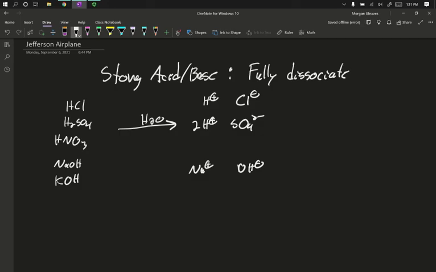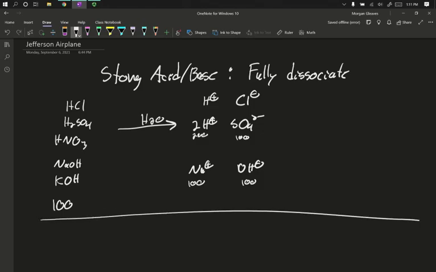But these completely break apart. If you started with 100, whatever your starting molecules were, you got that much of your products. Or in the sulfuric acid's case, I guess 200 H pluses. All of them separate. That is what it means to be a strong acid or base. This is convenient in that it makes calculations with them easy. They're stoichiometric. Whatever amount you have, that's the amount that reacts.